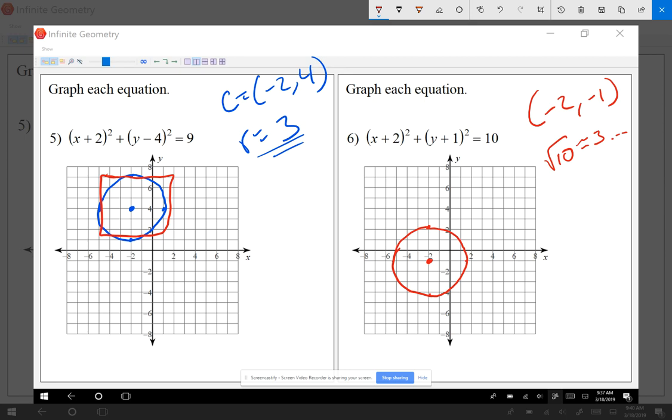And that's it. Once again, on the homework, it will be multiple choice because we cannot graph on the homework. But on the quiz and test, you will have to graph.